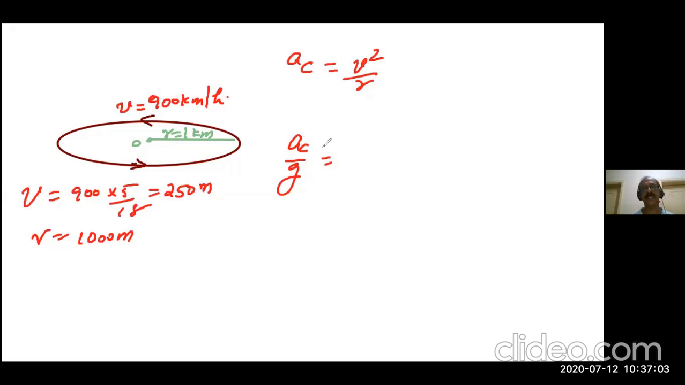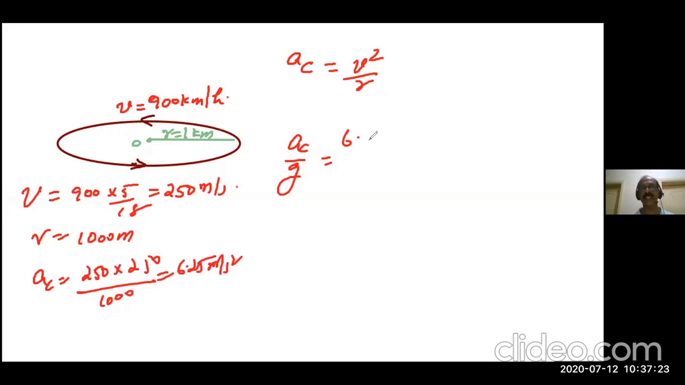250 meter per second, that you substitute here now. V squared by R: 250 into 250 divided by radius 1000. That is 62.5 meter per second squared. Now 62.5 divided by 9.8.